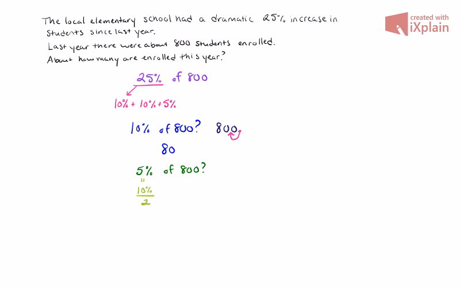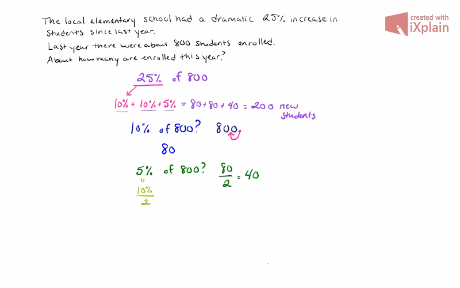So for this particular problem, I'm going to take the 80 that I had found from my previous work with regards to 10%, and I'm going to divide it by 2 to get 40. So now I have enough information to begin to answer this question. 10% plus 10% plus 5% is the same thing as 80 plus 80 plus 40. This is going to give me a grand total of 200 new students.